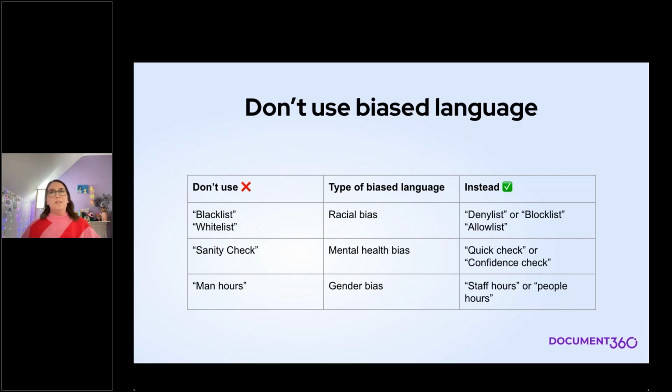And then there are other references here, that biased language isn't just racial, there are other references to mental health and also gender as well.